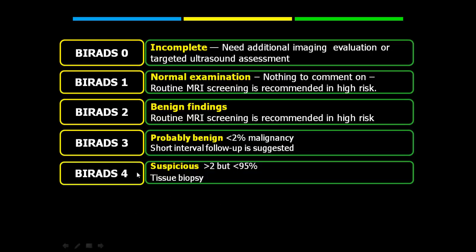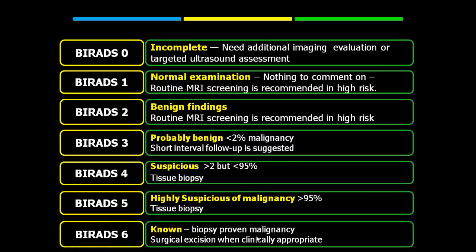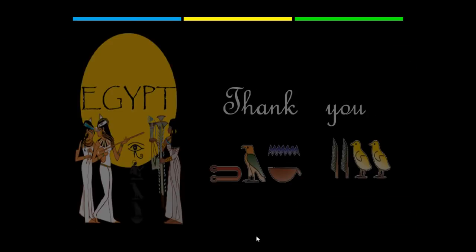And in MRI, we do not divide BI-RADS 4 into A, B, and C. It's just BI-RADS 4. BI-RADS 5 is a highly suspicious lesion of malignancy, and tissue biopsy should be considered. BI-RADS 6 is a known biopsy-proven malignancy, and surgical excision is recommended when clinically appropriate.